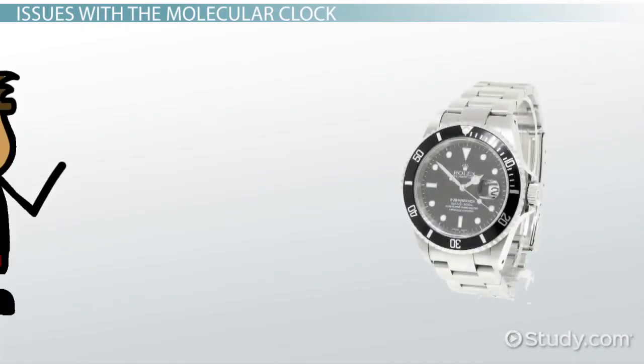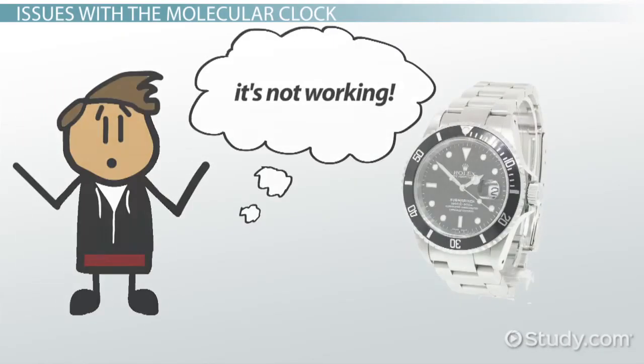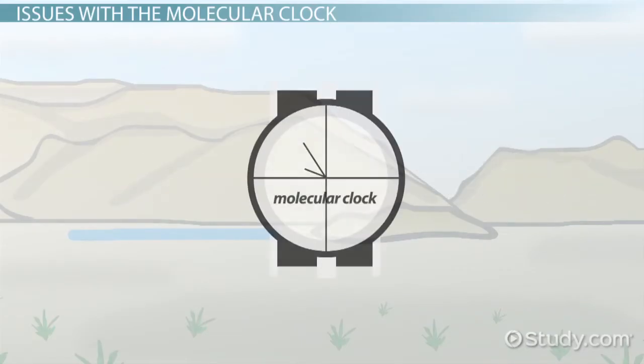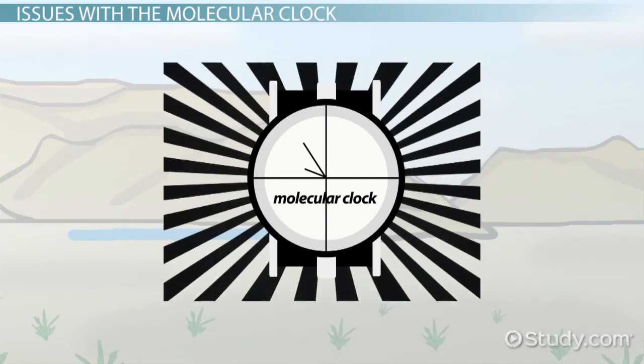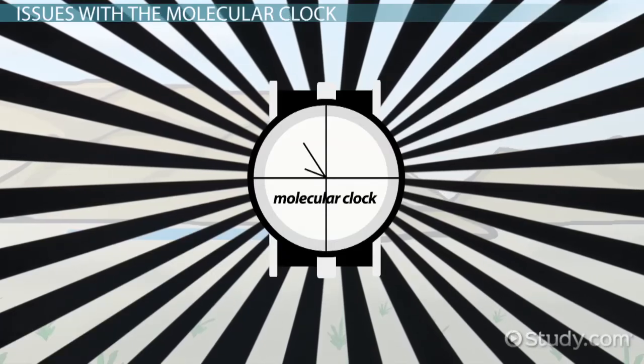Even your Rolex isn't perfect, and neither is the molecular clock. Though most changes occur at a constant rate, the rate of change may vary in different genes, at different times, and among different organisms. In certain instances, this can be accounted for by calibrating the molecular clock to multiple genes instead of just a few, but it still poses a problem for scientists using molecular clocks.